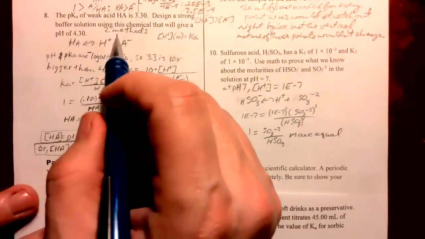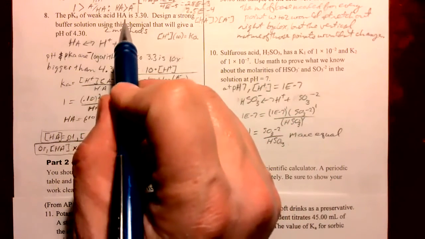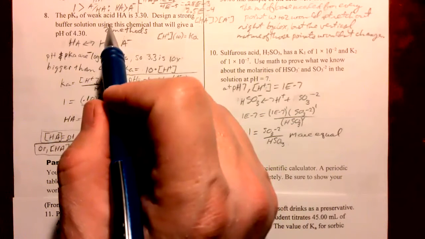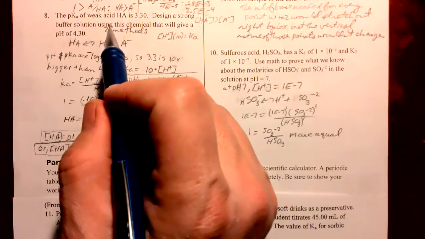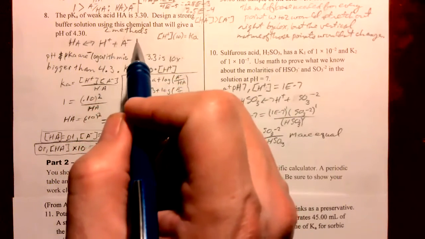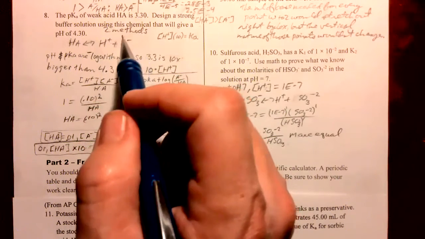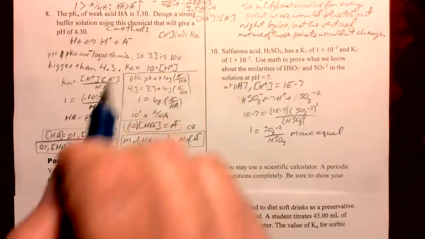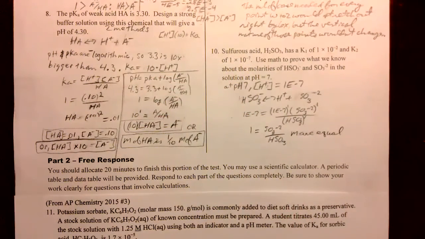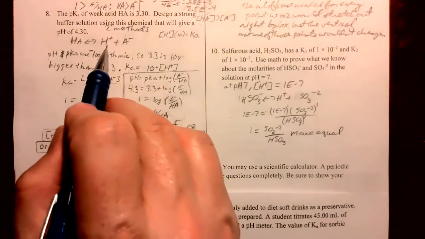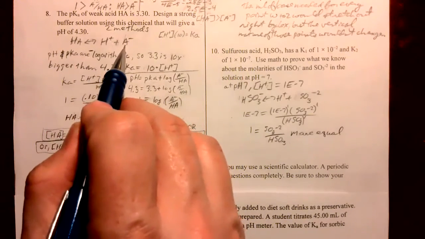The other thing to remember is that a buffer system achieves a pH because of the ratio of the molarities, not actually what the molarities are, but simply the ratio of them. So if we know the ratio, we know everything we need to know. You can make a buffer about a million different ways as long as the ratio between the molarity of the weak acid and the conjugate base is the same. So here's our weak acid deprotonating into the conjugate base.